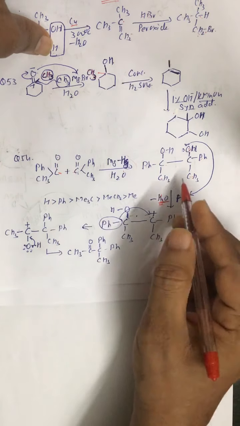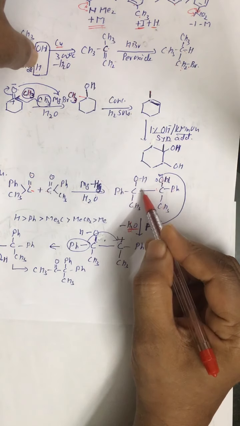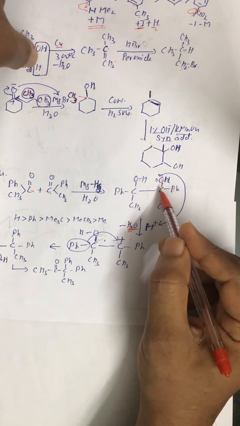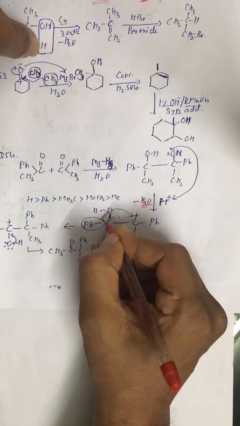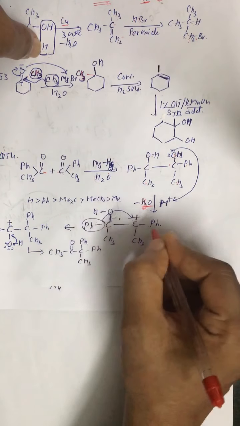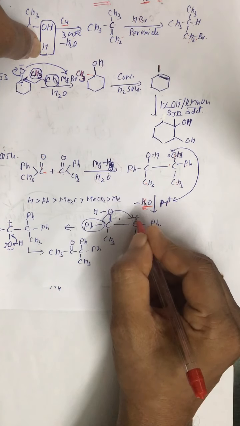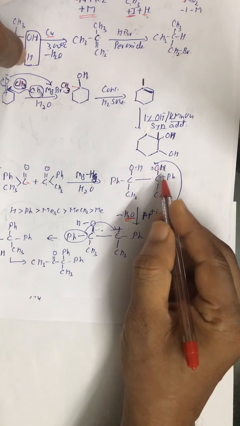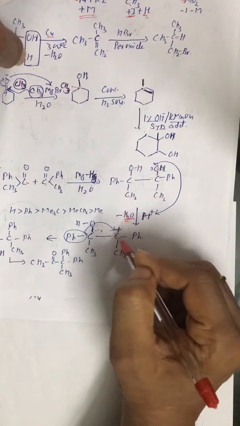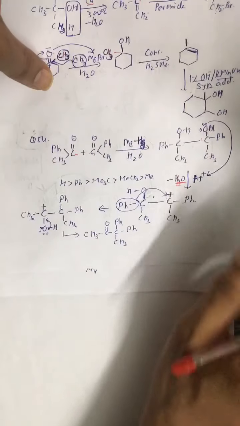Now during this attack, which OH is attacked by H positive and removed as H2O depends on the carbocation which is formed. That means you have to create a positive charge over this one and this one, then compare which of the two is more stable. The more stable one is obviously the one from which H2O is removed. Here, since it is symmetric, we can remove H2O from either of the carbon atoms.